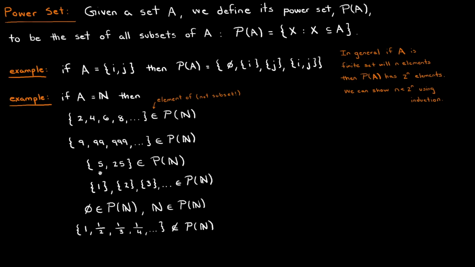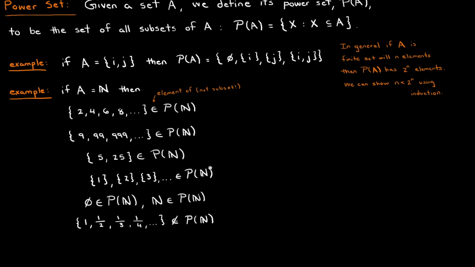We can also have finite subsets. So for example, 5 and 25. This set is a subset of the natural numbers, and therefore it must be an element of the power set of the natural numbers. We can also have singletons like the singleton 1, the singleton 2, and so on. These are all elements of the power set of the natural numbers. And of course, the empty set and the set itself are always subsets of the original set, and so therefore they are also in the power set.